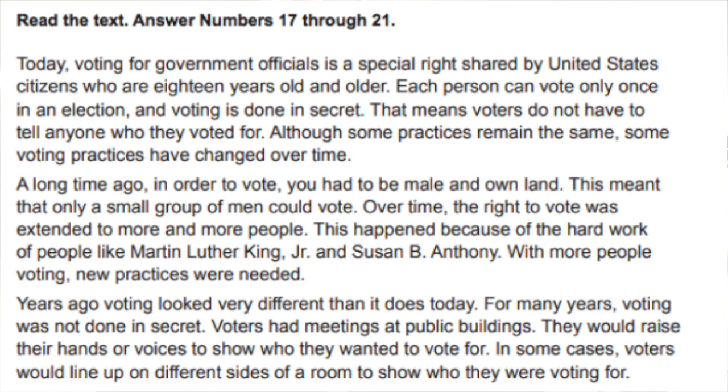Over time, the right to vote was extended to more and more people. This happened because of the hard work of people like Martin Luther King Jr. and Susan B. Anthony. With more people voting, new practices were needed. Years ago, voting looked very different than it does today. For many years, voting was not done in secret. Voters had meetings at public buildings. They would raise their hands or voices to show who they wanted to vote for. In some cases, voters would line up on different sides of a room to show who they were voting for.